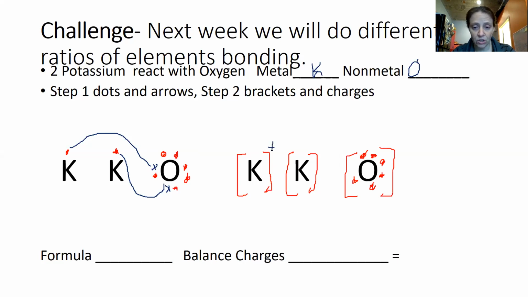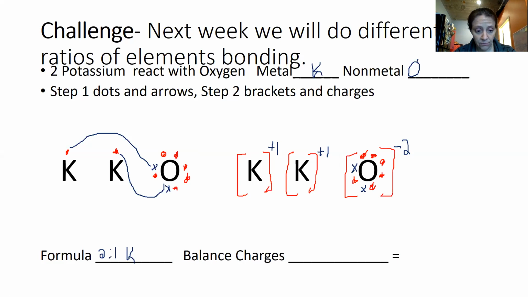Both those potassiums lost an electron, so both of them have a +1 charge on them. And then the oxygen gained both the electrons from them. Okay, so now that's going to be a -2 charge. All right, so the formula, now this is where it gets a little fun. With the formula, I have a 2-to-1 ratio. So I have 2 potassiums to 1 oxygen.